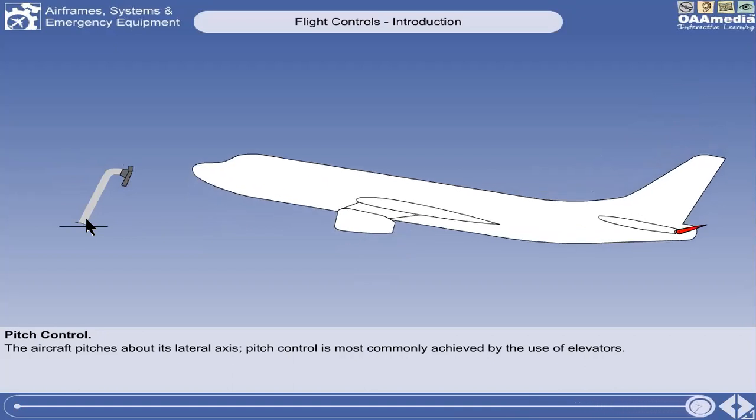So kapag hinila mo naman, okay, kapag pinull mo yung control wheel or yung yoke or yung control stick, okay, so ang mangyayari naman sa elevator mo, magde-deflect upward. So kapag nag-deflect upward, you are decreasing your camber, then you're also decreasing the aerodynamic force on that control surface. Therefore, magkakaroon ng nose-up tendency yung aeroplano or it will pitch up. Okay, so that's how the operation of the elevator works, no? In regards to cockpit controls.